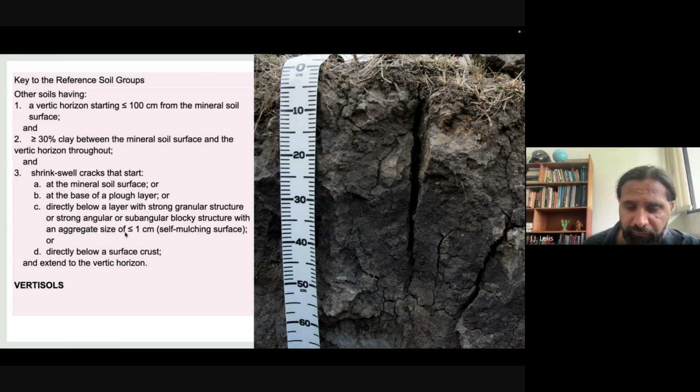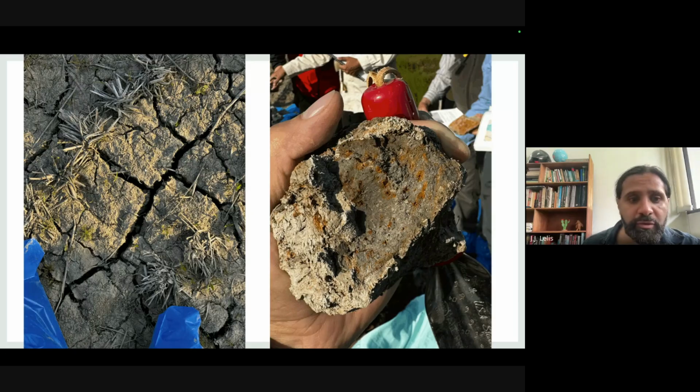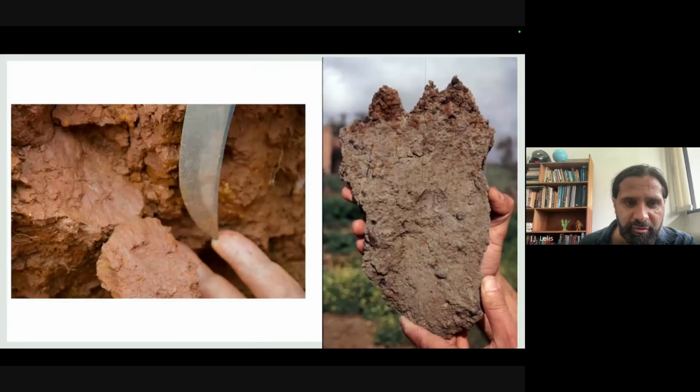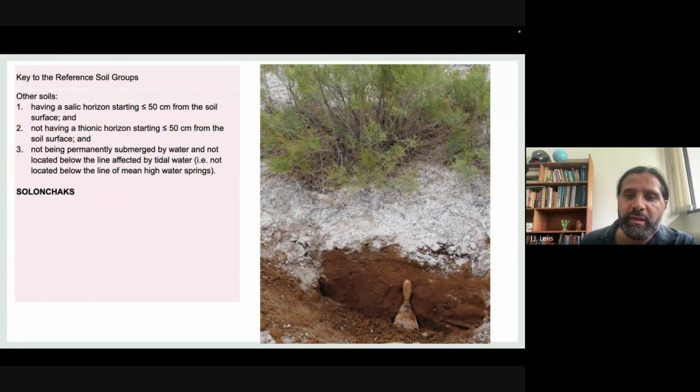Okay? So these are the cracks that we can easily see in the vertisols. We can see here the slickensides. So all of them express the evidence of vertisols. Okay, here more photos of the slickensides and the wedge-shaped structure that is quite common for the vertic horizon. And we also have the Solonchaks.